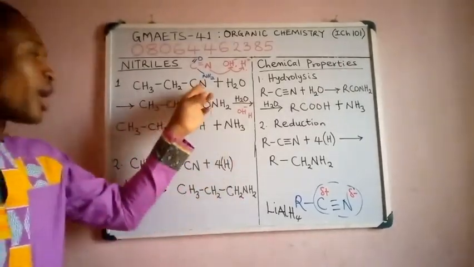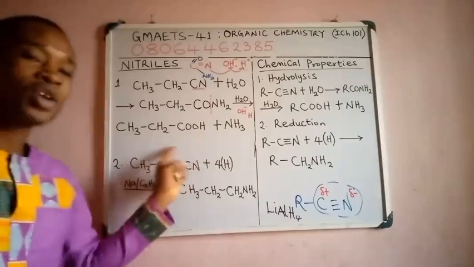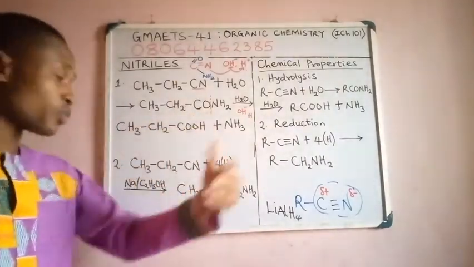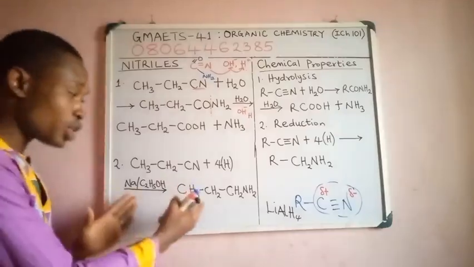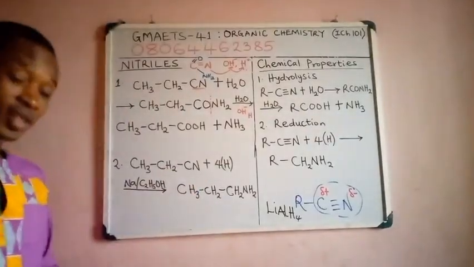So you see, hydrolyzing propanenitrile gives us what? Propanoic acid, but via propanamide. Let's actually go through propanamide first. Then we look at the explanation of reduction reaction. What happens? Let's look at it again.